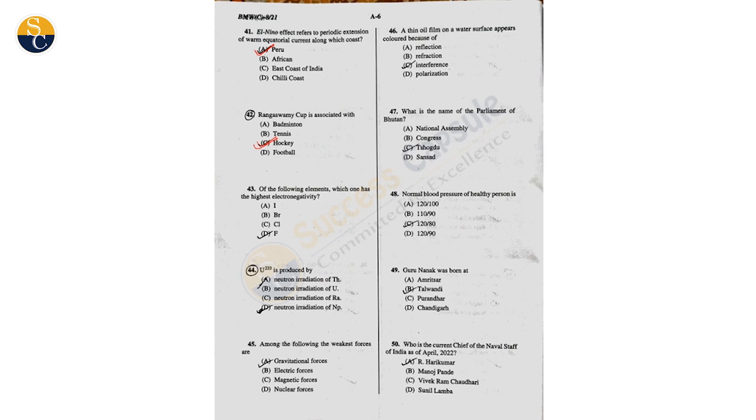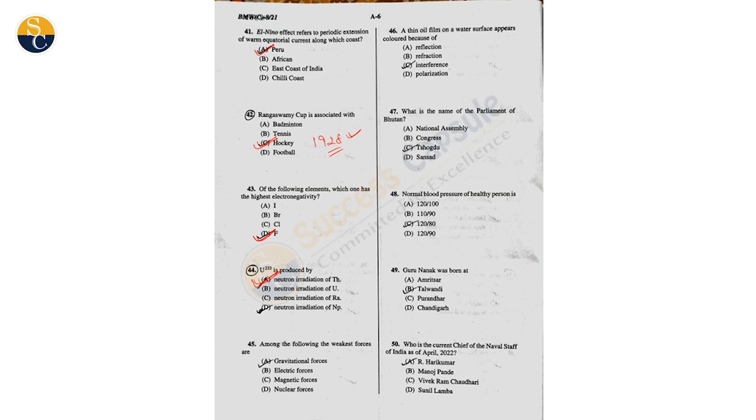It was established in 1928. This cup was first held in 1928. Of the following elements, which one has the highest electronegativity? Answer is fluorine. D is the correct answer. Next, uranium-233 is produced by neutron irradiation of thorium-232. So, A is the correct answer.